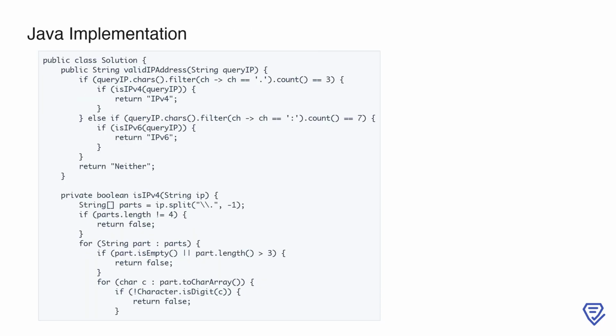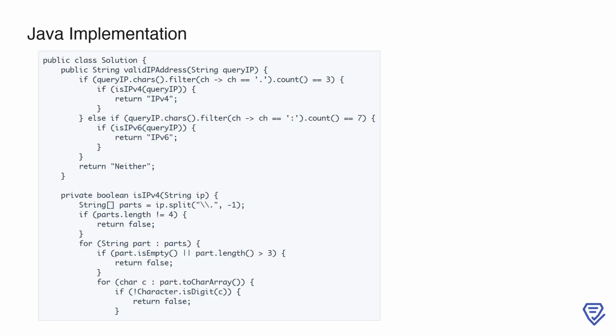Here, we begin by defining a method called validIPAddress, which takes a string queryIP as input. The goal of this method is to determine if the input string represents a valid IPv4 address, a valid IPv6 address, or neither. First, we check if the queryIP contains exactly 3 dots by counting occurrences of the dot character. If it does, we call the helper method isIPv4 to validate the structure as an IPv4 address. Similarly, if the string contains exactly 7 colons, we call the isIPv6 method to check if it conforms to the IPv6 format. If neither condition is met, we return neither to indicate that the input string is not a valid IP address.